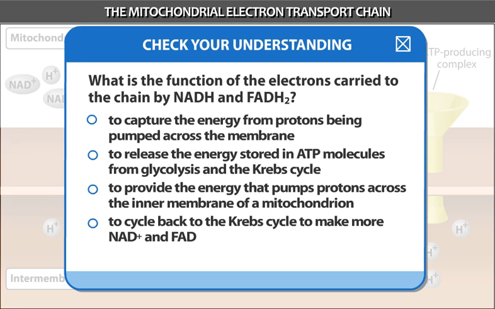What is the function of electrons carried to the chain by NADH and FADH2? To capture the energy from protons being pumped across the membrane, to release the energy stored in ATP molecules from glycolysis in the Krebs cycle, to provide the energy that pumps protons across the inner membrane of a mitochondrion, or to cycle back to the Krebs cycle to make more NAD+ and FAD.